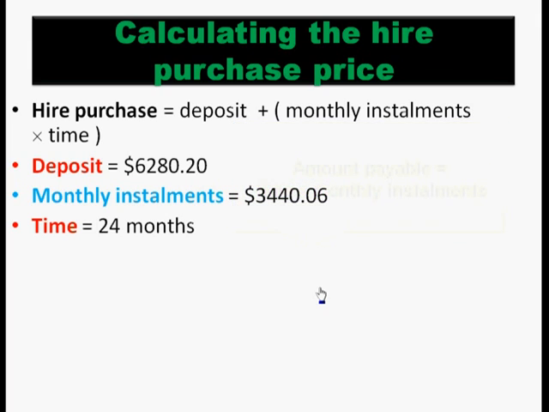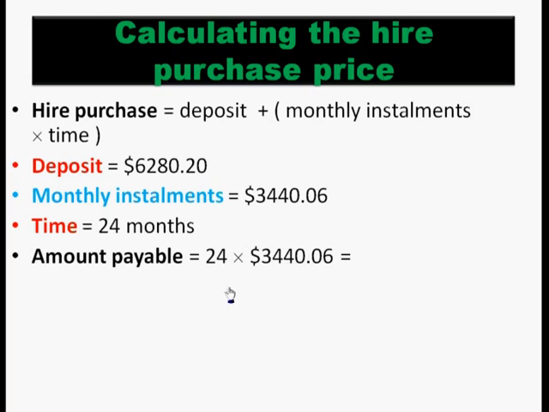Good. So here it is now. The amount payable would be equal to the time, which is 24, times the monthly installment, which is $3,440.06. So you can pause the video right here. Pause the video, and then what? You multiply these two numbers and tell me what you get.